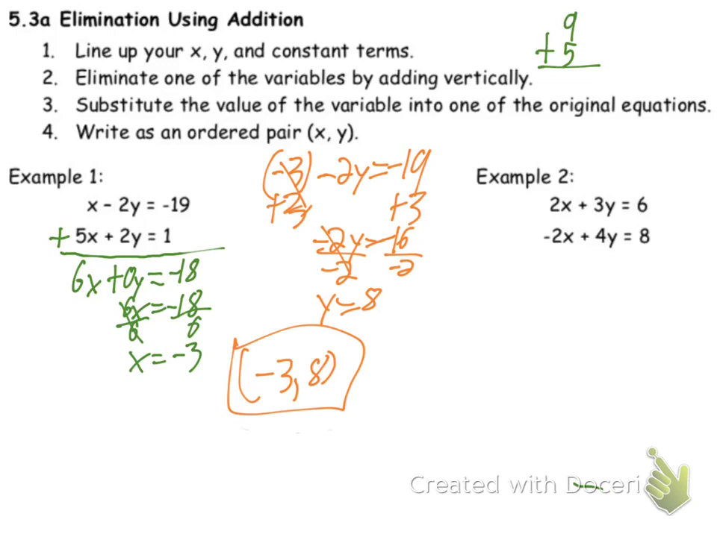So now we say, okay, well now we eliminate one of the variables by adding vertically. So we put that plus sign and we make that equal sign there, they underline beneath. What is 2x plus negative 2x? No x, 0. Do we even have to write it? No. Okay, we can if we want to, but you can if you want to. I don't. What's 3y plus 4y? 7y. What's 6 plus 8? 14.